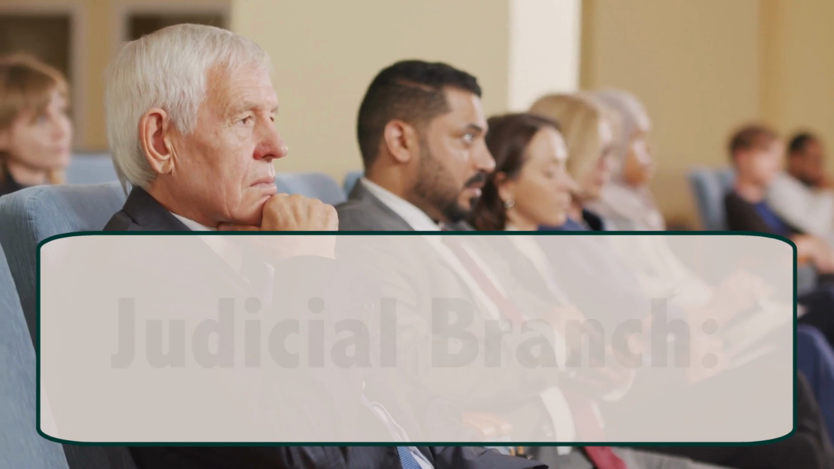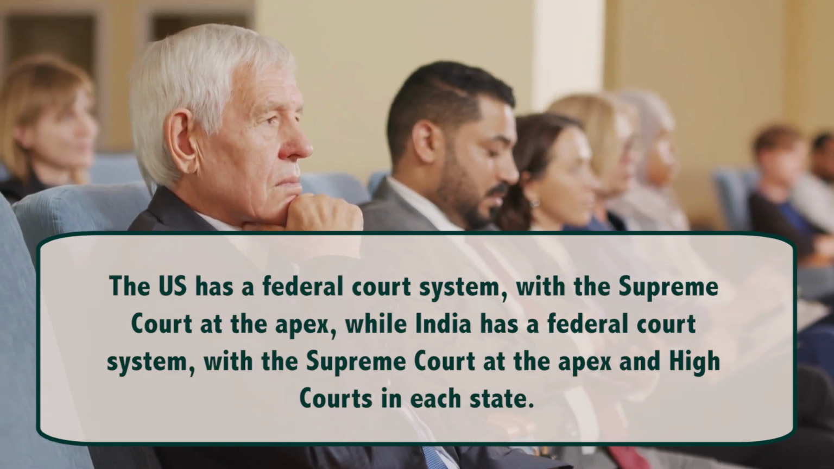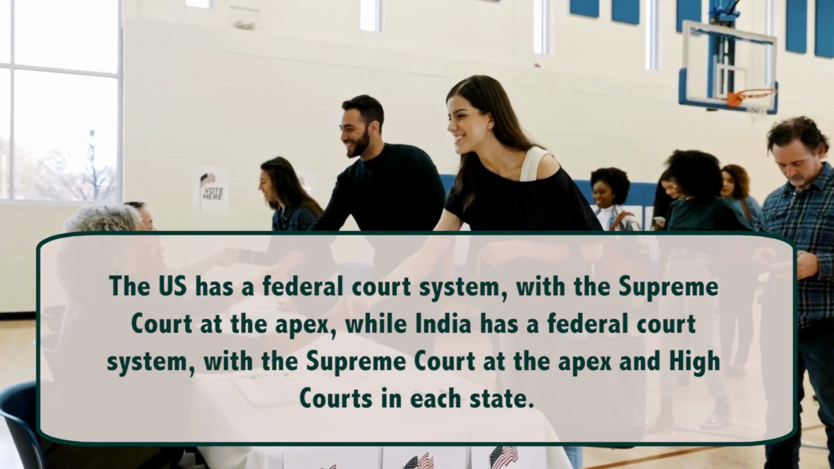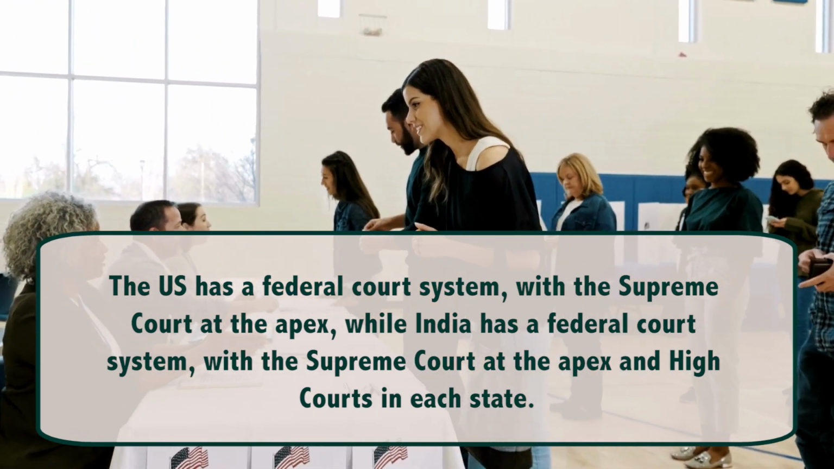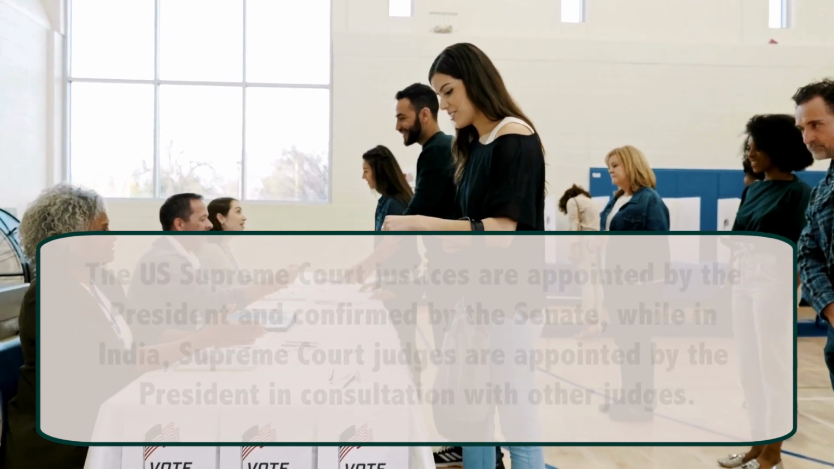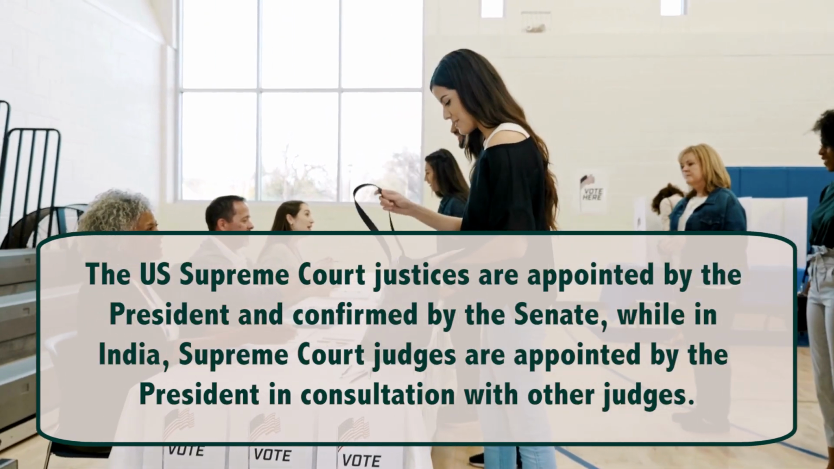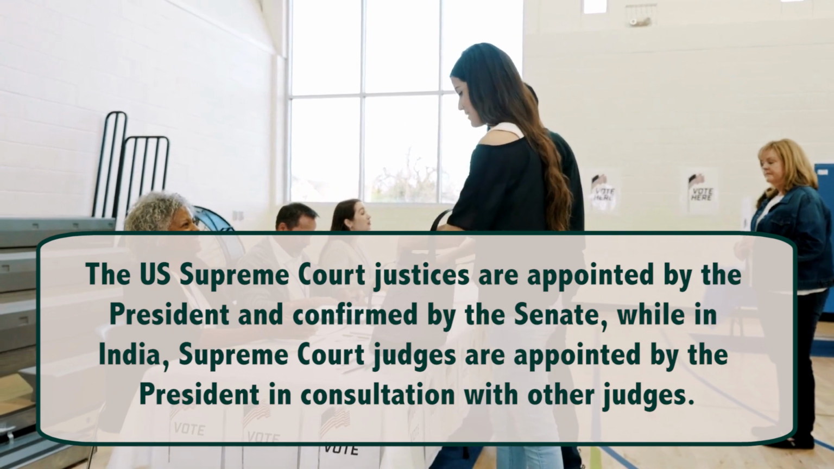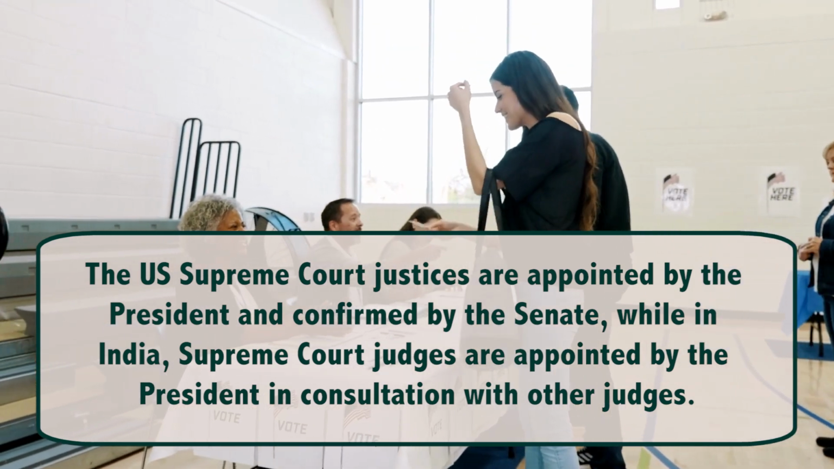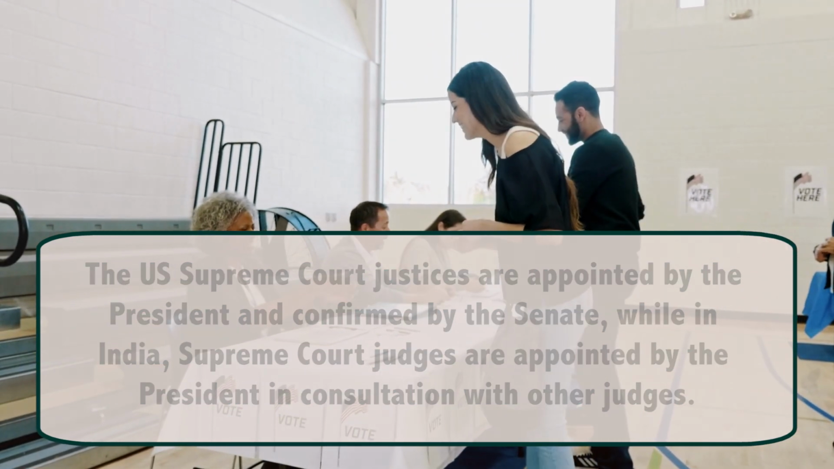Judicial branch. The U.S. has a federal court system, with the Supreme Court at the apex, while India has a federal court system, with the Supreme Court at the apex and high courts in each state. The U.S. Supreme Court justices are appointed by the President and confirmed by the Senate, while in India, Supreme Court judges are appointed by the President in consultation with other judges.